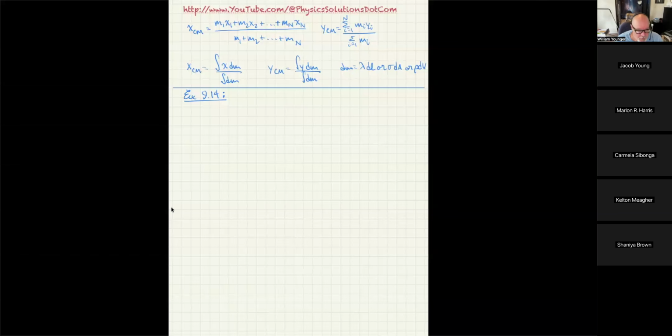So now, example 9.14 says three people of roughly equal masses m on a lightweight air-filled banana boat sit along the x-axis at positions xA equals 1.0 meters, xB equals 5.0 meters, and xC equals 6.0 meters measured from the left-hand end as shown in figure 9.24. Find the position of the center of mass.